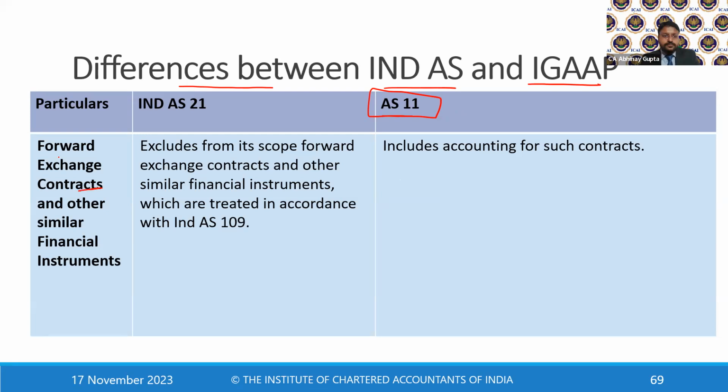So, forward exchange contracts and other similar financial instruments. Ind AS 21 excludes from its scope forward exchange contracts and other similar financial instruments which are treated in accordance with Ind AS 109.